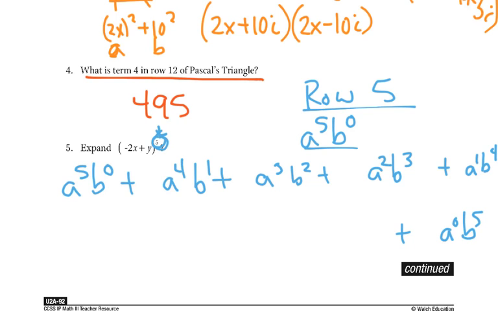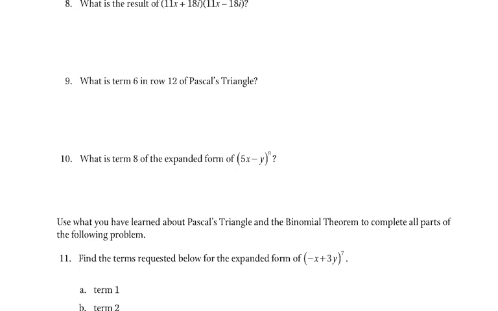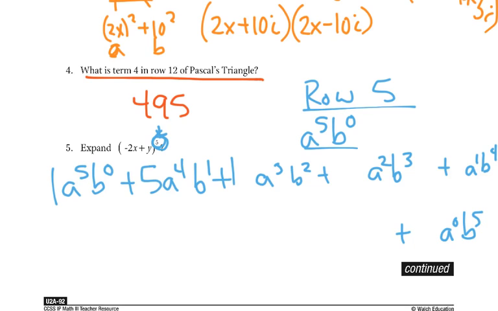We start with the highest for a, it goes down by 1 until we get a to 0. For the b's, we start with 0, then it goes up 1 until we get to the maximum power. So let's see what those coefficients are. So 5th row, so we have 1, 5, 10, 10, 5, 1. Okay? Now we know that a is negative 2x, and b is y.